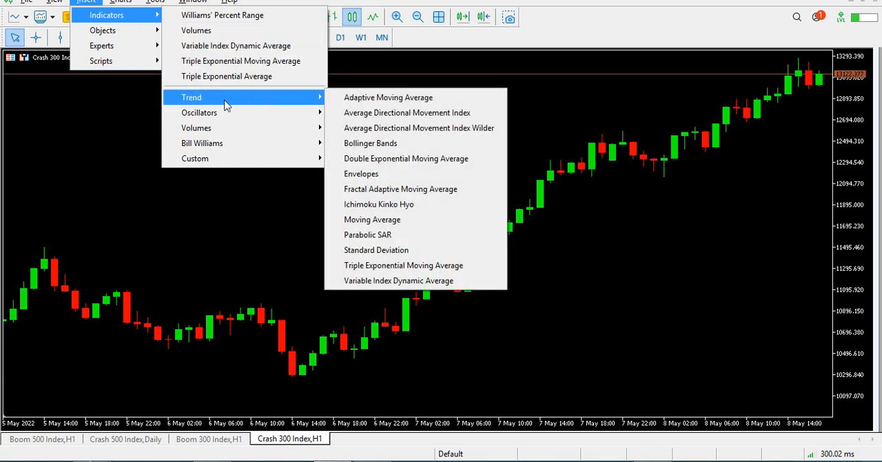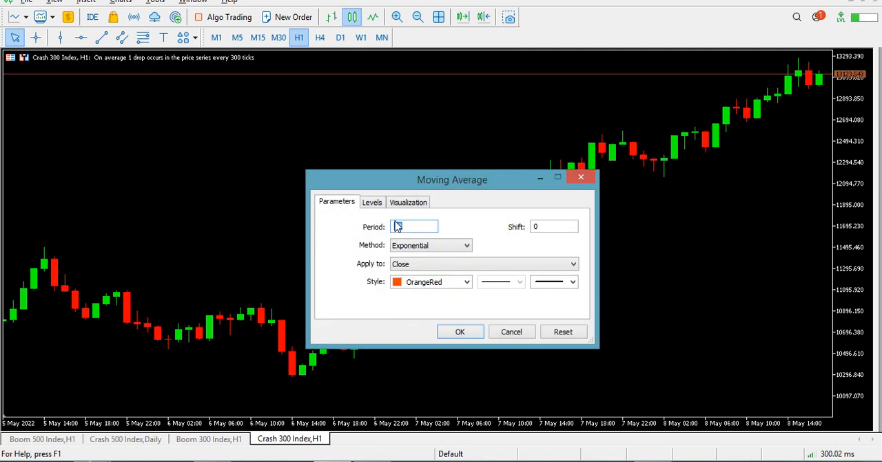Under this trend, if you hover on trend, you see a lot of indicators right here, and one of them is moving average. That is our first moving average. We click on the moving average. Now we need to enter the details.